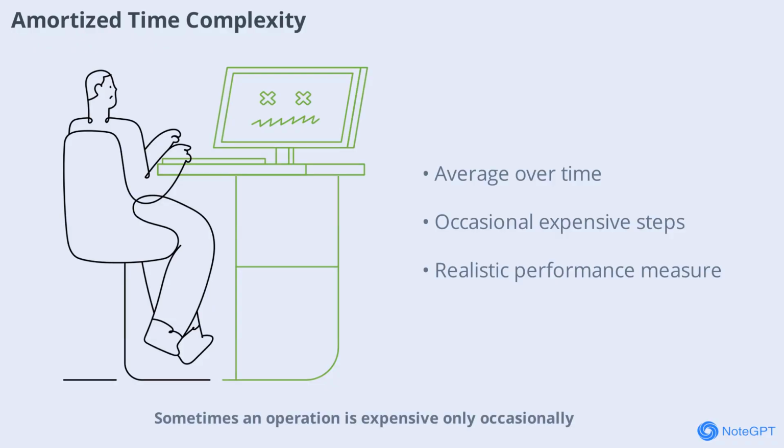Sometimes an operation is expensive only occasionally but cheap most of the time. Amortized time complexity averages the cost over a sequence of operations. For example, appending to a dynamic array is usually O(1), but occasionally, when resizing, it is expensive. Amortized analysis gives a more realistic picture of performance.